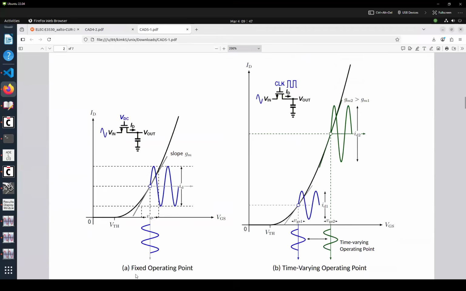In the typical analysis of analog circuits, we are assuming the operating point is fixed. And then we are applying the small signal, then we get the output. This was the situation before we do the PSS mode simulation. But now we have to think about how we are changing the operating point over time.